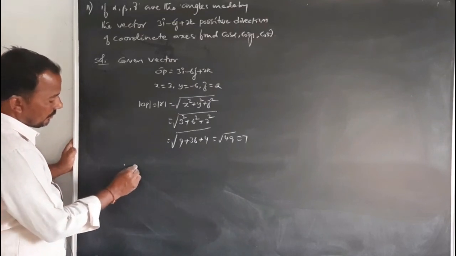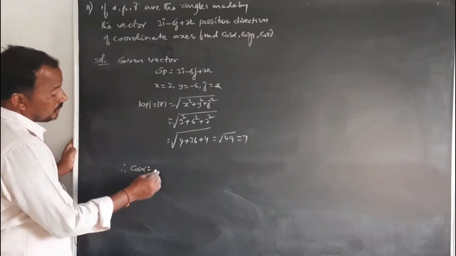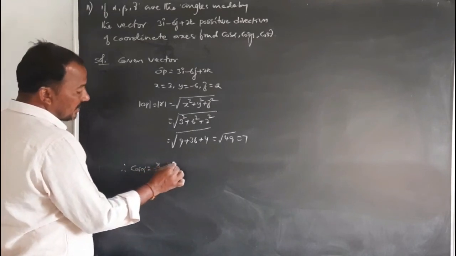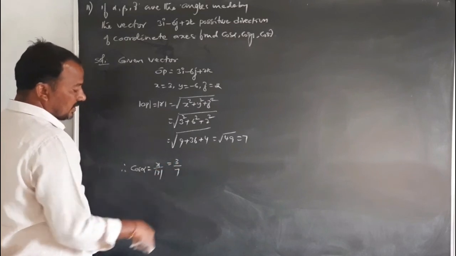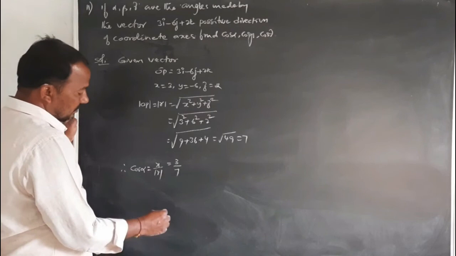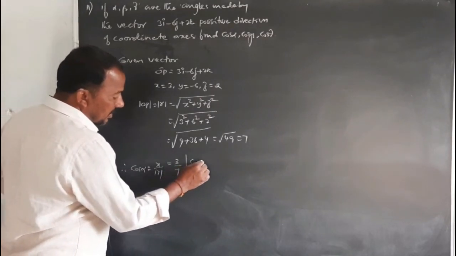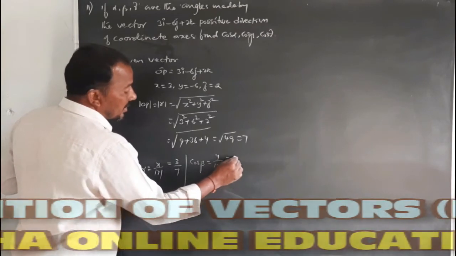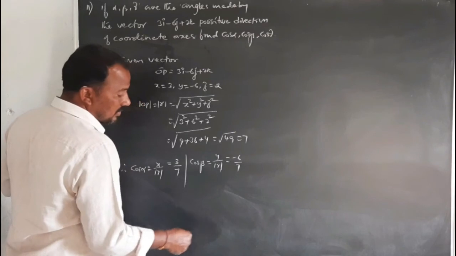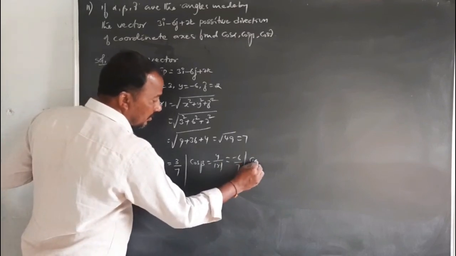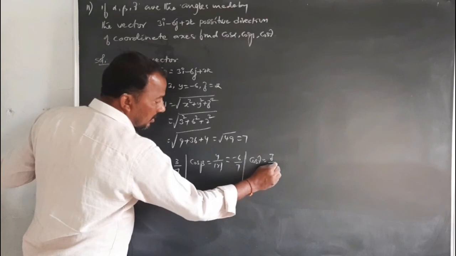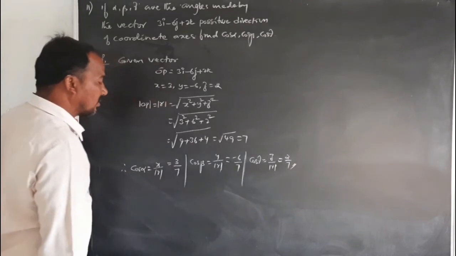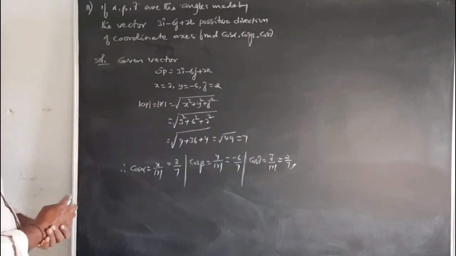Find the value of cos alpha. Cos alpha equals x by mod r. What is the value of x? 3 by 7. And cos beta equals y by mod r. What is y? Minus 6 by 7. Cos gamma equals z by mod r. What is z? 2 by 7. Cos alpha, cos beta, cos gamma equals.